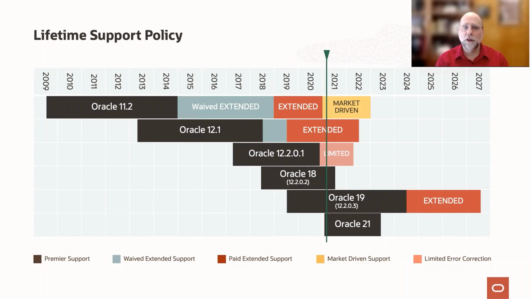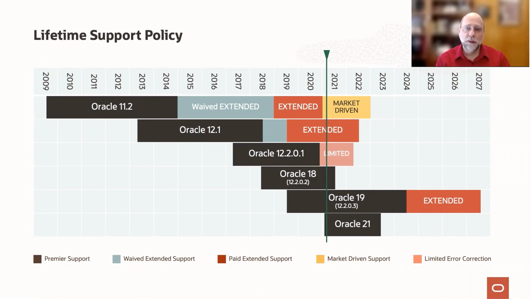Well, if you're on 11.2, 12.1, or 12.2, you're in a period of some type of extended support, whether it's limited error correction, their normal extended support, or market-driven support from ACS. If you're on 18C, you are fast approaching the end of error correction, after which point there will not be patches available. And that's one reason that 19C makes sense for your upgrade.